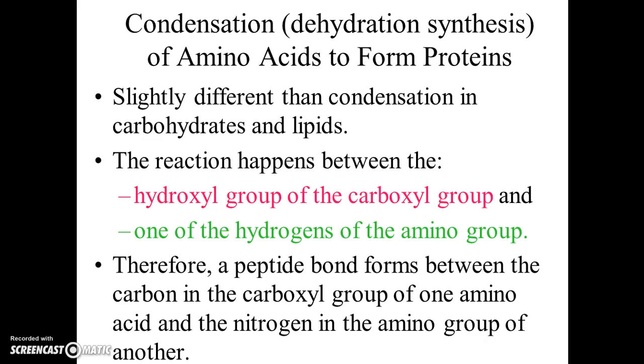Because of where the reaction is happening, a peptide bond forms between the carbon in the carboxyl group of one amino acid and the nitrogen in the amino group of another. You're going to see when I show you in just a minute, there is no oxygen in the middle. You are simply taking out a hydroxyl group from the carboxyl group and a hydrogen from the amino group. It's not a hydroxyl hydrogen, it's just a hydrogen that's all by itself. So when you form water, there isn't an oxygen left behind like there was on the previous two organic molecules.